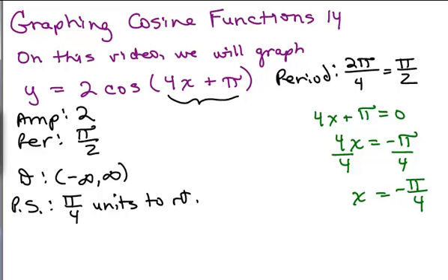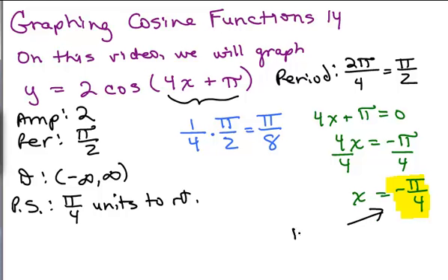Now, remember, if the period is pi over 2, once we get our x-coordinates, we have to do the first x-coordinate. We want to do 1/4 of the period to get the next one. So 1/4 of pi over 2 is pi over 8. And this number right here is our first key x-coordinate.